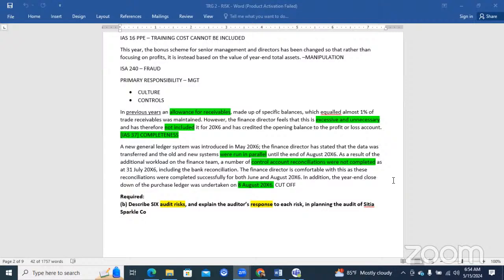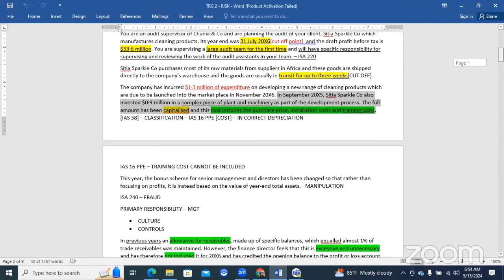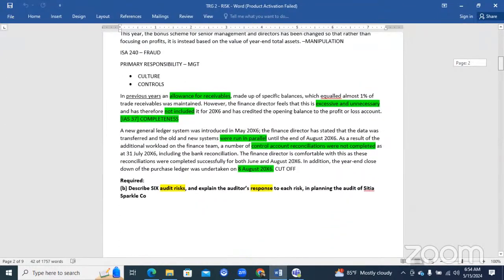In addition, the year-end close down of the purchase ledger was undertaken on the 8th of August. When is the year-end? Concentrate, the year-end is 31st July. When did they close the ledger? 8th of August. Cut-off risk. 8th of August means cut-off risk, after the year-end. So that is a cut-off problem.